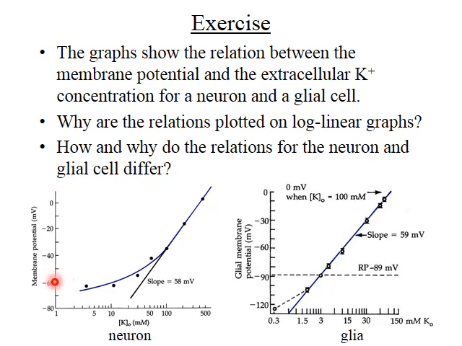The same experiment can be done on glial cells, where the membrane potential of a glial cell, shown in these open circles here, is plotted as a function of the extracellular potassium concentration. You can see that these two relations differ in a very important way, and the exercise considers these differences, and the three questions that we will be discussing in class are outlined here. So I'd like you to consider these, and we will discuss the answers in class.